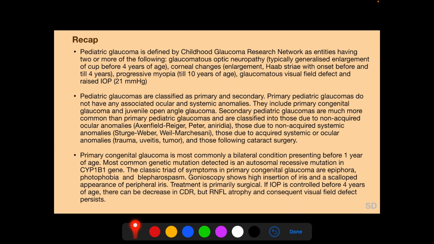Treatment of primary congenital glaucoma is primarily surgical, and if IOP is controlled before 4 years of age, there can actually be a decrease in the cup-disc ratio, which is called a reversal of the cupping, but any pre-existing RNFL atrophy and consequent visual field defects persist.